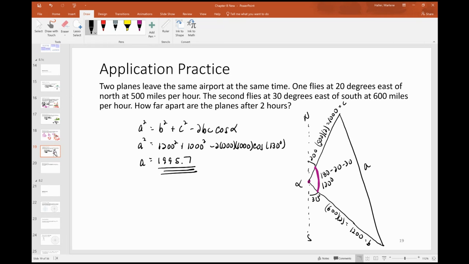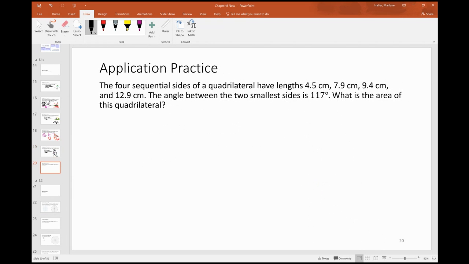All right, let's go one more. Let's look at this guy. We have 4 sequential sides of a quadrilateral that have lengths of 4.5 centimeters, 7.9 centimeters, 9.4 centimeters, and 12.9 centimeters. We also know that the angle between the 2 smallest sides is 117. We need to figure out what is the area of the quadrilateral.